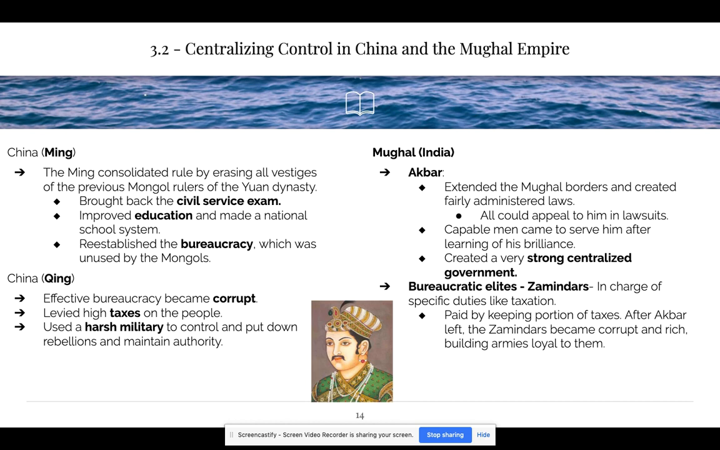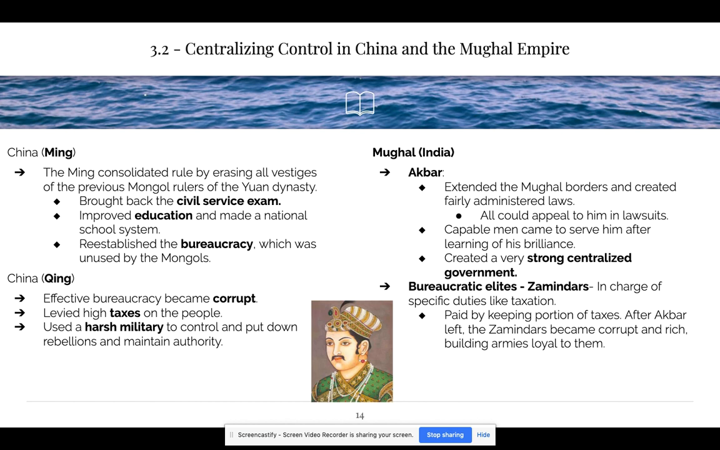The zamindars were, like the intendants in France, paid by keeping a portion of the taxes that they collected for the king. Now, after Akbar left, he was such a strong leader, people were so loyal to him, nobody wanted to sort of screw him over. But he left, the zamindars become corrupt, they start to challenge the power of the Mughal Empire, and they even went so far as some of them built armies that were loyal just to them.